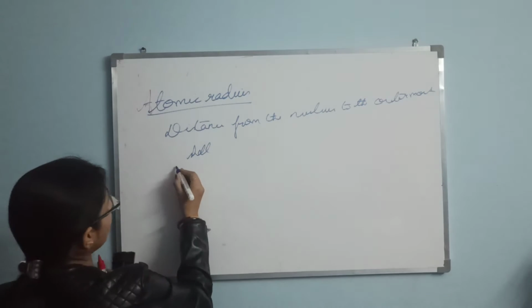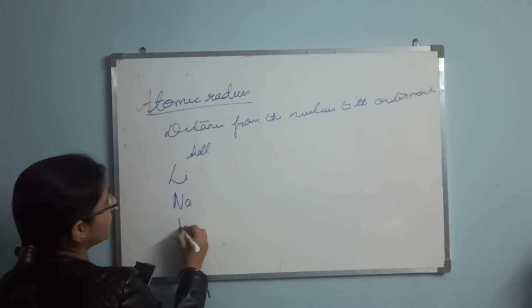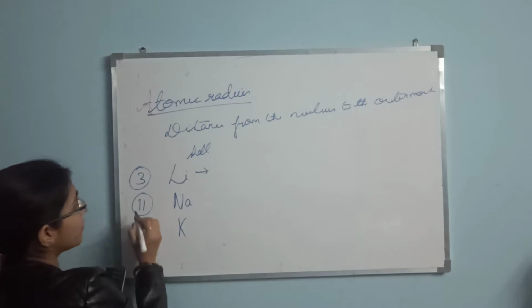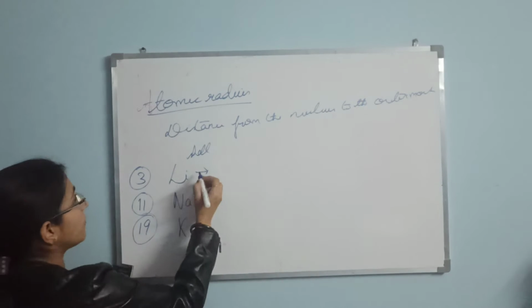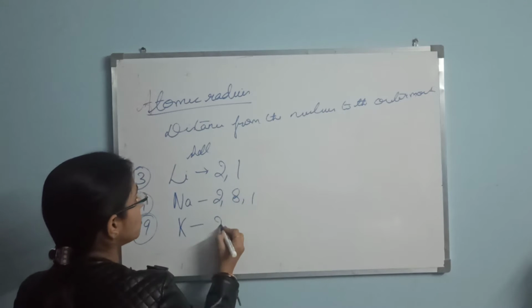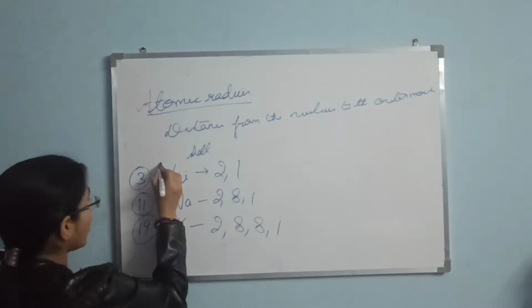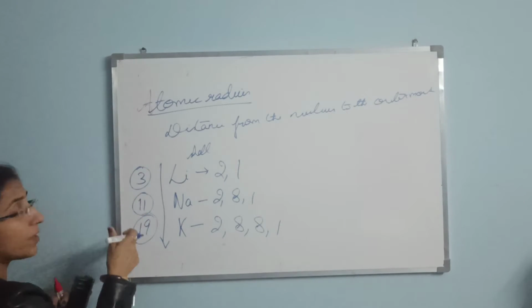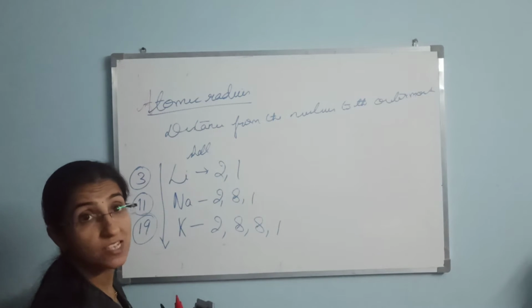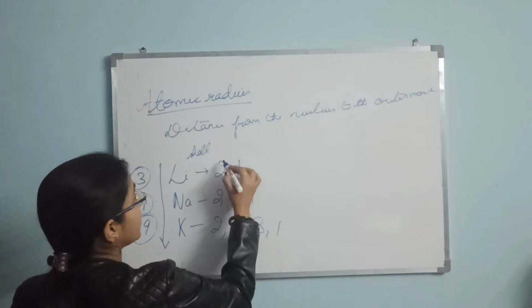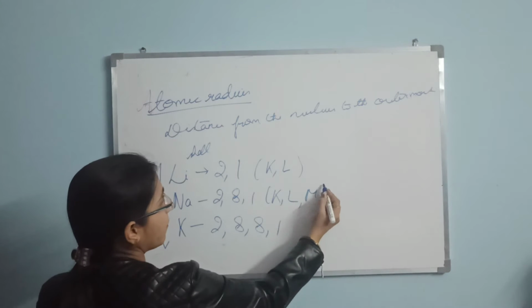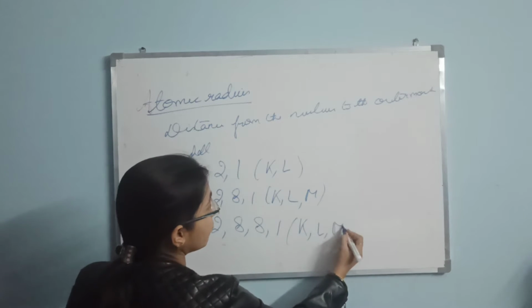See, in the first group, if you are moving down, lithium, sodium, potassium. Lithium's atomic number is 3, sodium 11, potassium 19. Lithium's electronic configuration is 2,1, sodium 2,8,1, potassium 2,8,8,1. So as we move down the group, the atomic number is increasing, which means the number of shells is also increasing to accommodate more electrons. Here we have 2 shells, K, L. Here we have 3 shells, K, L, M. Here we have 4 shells.